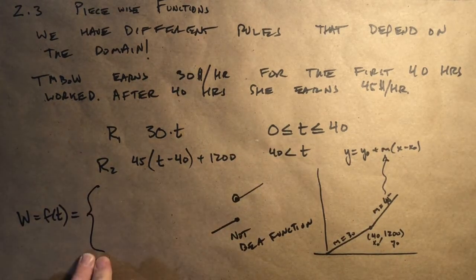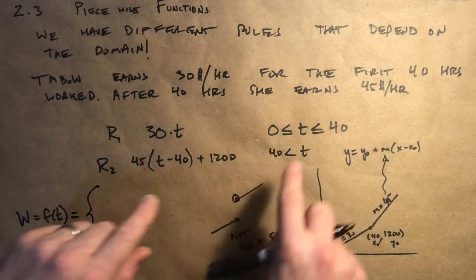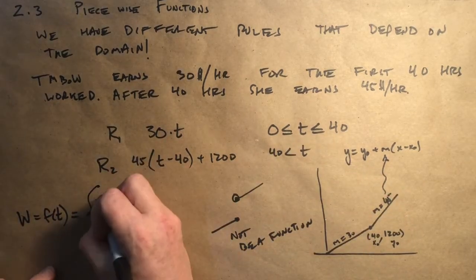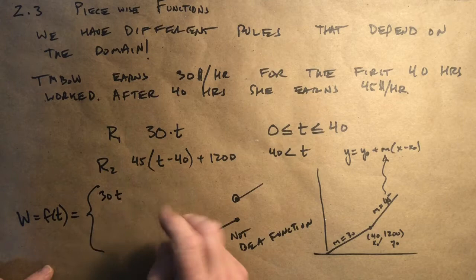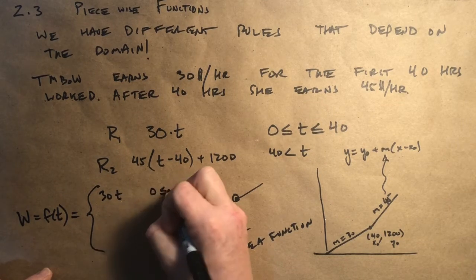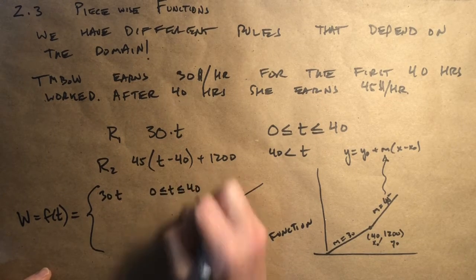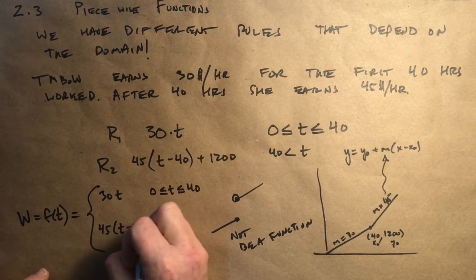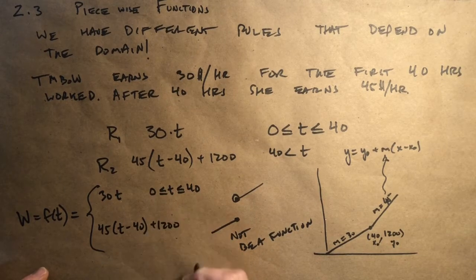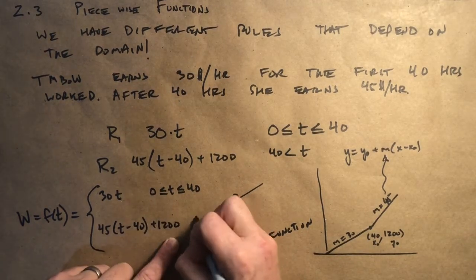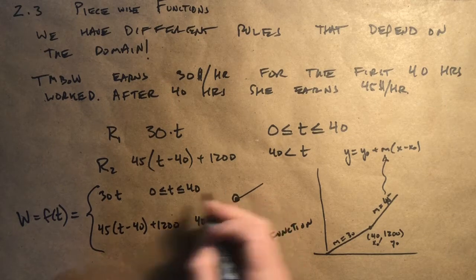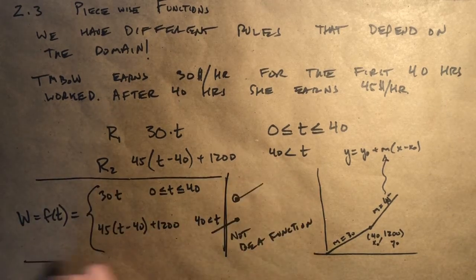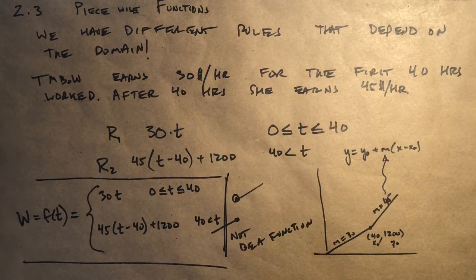We use a large curly brace, and usually I use the first part of the domain, but we'll have 30t. And when is that valid? From 0 less than or equal to t less than or equal to 40. And then 45 times t minus 40, plus 1,200. And that's valid for 40 less than t. And so this, my friends, is how we represent a piecewise function. Not a big deal. I think we'll do one more example and call it a day.